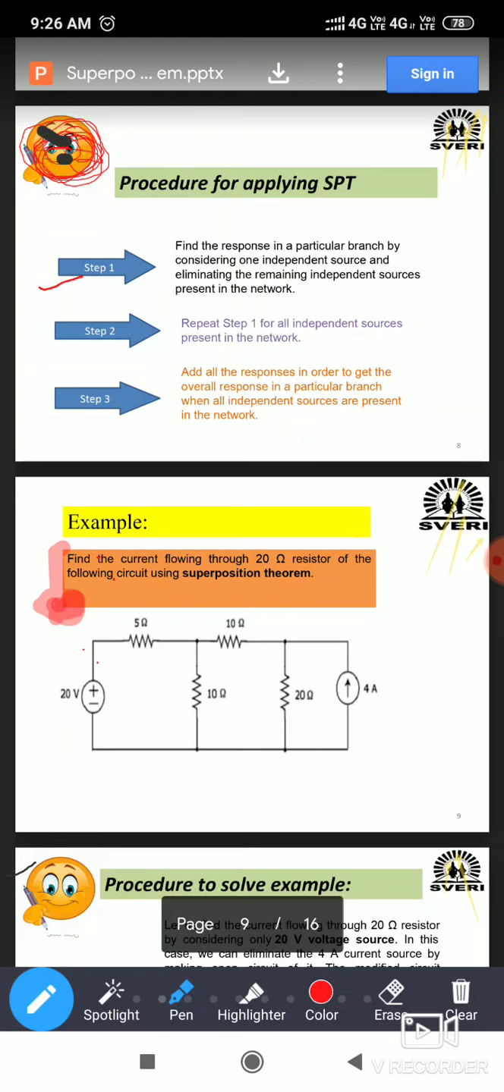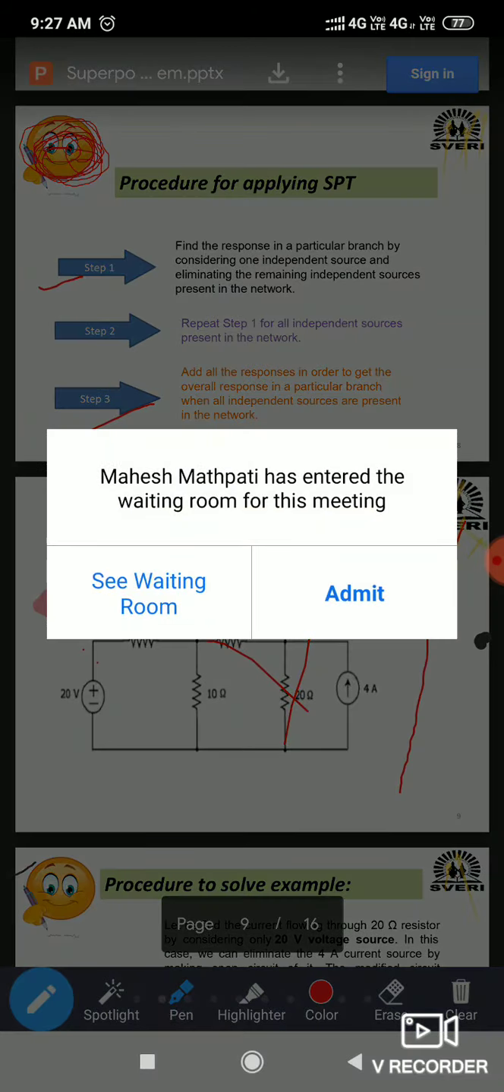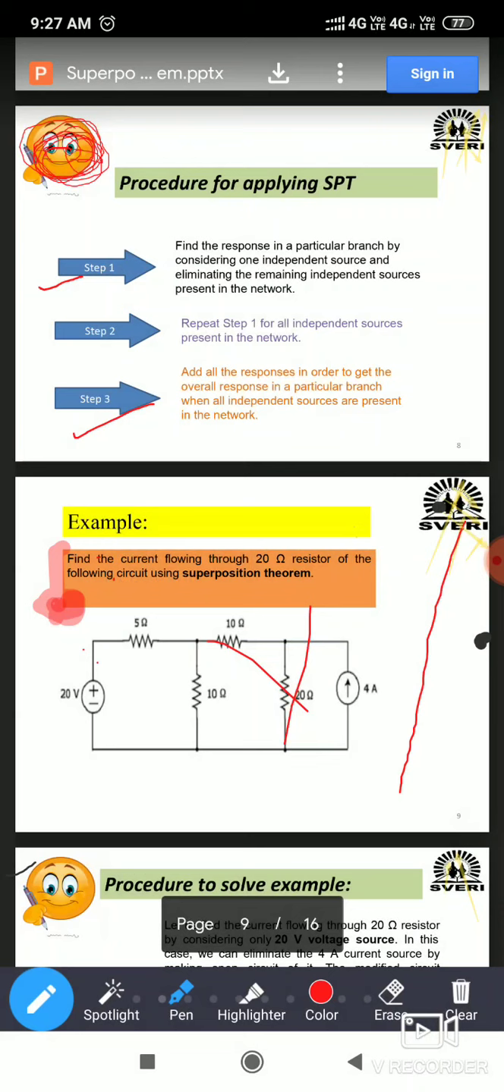So next one, step 2, repeat step 1 for all independent sources present in the network. Means if two sources are there, then it will be repeated 2 times. If 3 sources are there, it will repeat 3 times. So it depends on the n number of independent sources. Next, step 3: add all responses in order to get the overall response in a particular branch when all independent sources are acting alone.